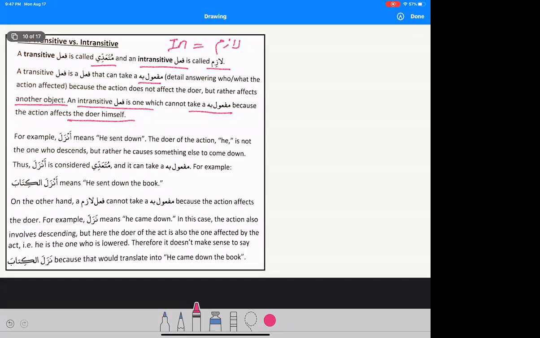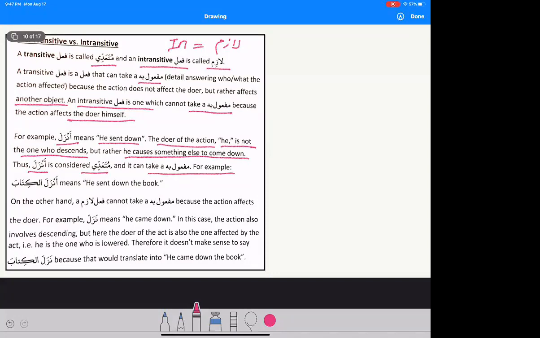So now look at the example. Anzala. Anzala means he sent down. So he sent down means he sent something down. He did not descend himself. So the action is happening to something else, the thing that he is sending down. The doer of the action is not the one who descends, but rather he causes something else to come down. So anzala is considered mutaddi and it takes maf'ulun bihi.